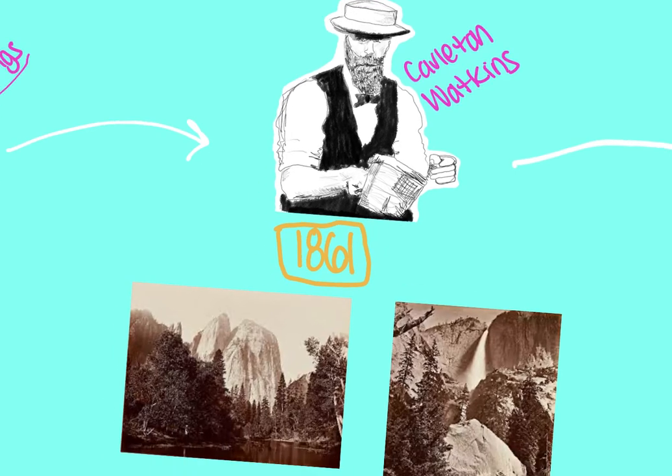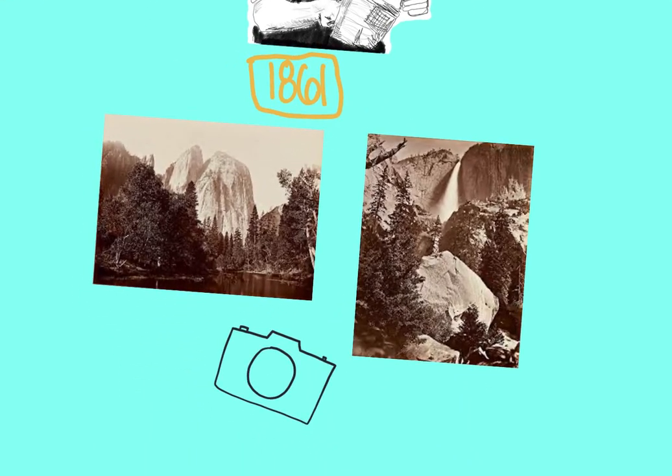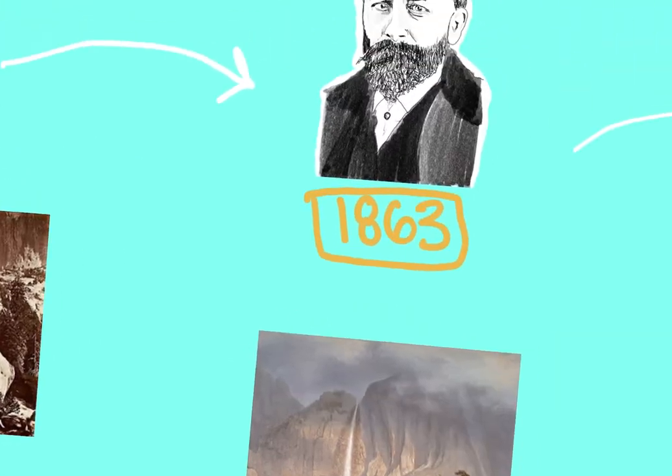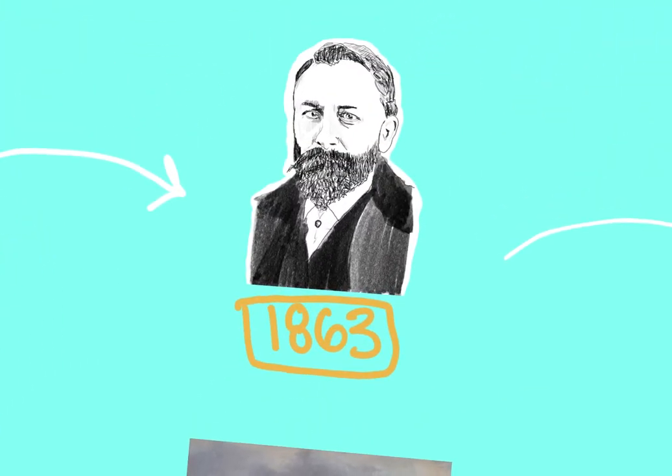Here you can see two of his works. On the left, picturing Cathedral Rock, and of course, Yosemite Falls on the right. By 1863, the painter Albert Bierstadt, who was originally from Germany, made his way to Yosemite.